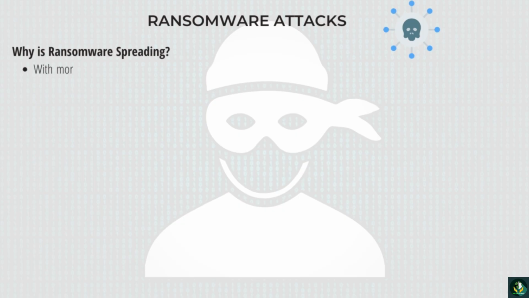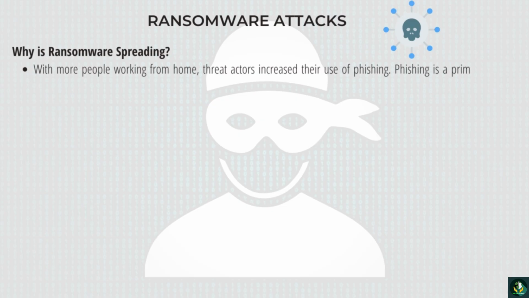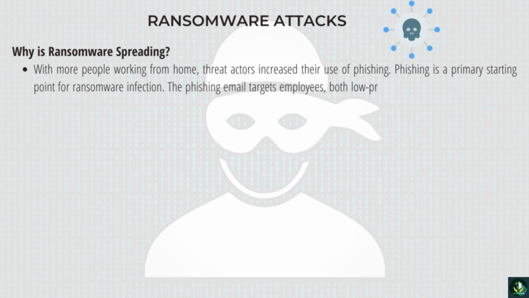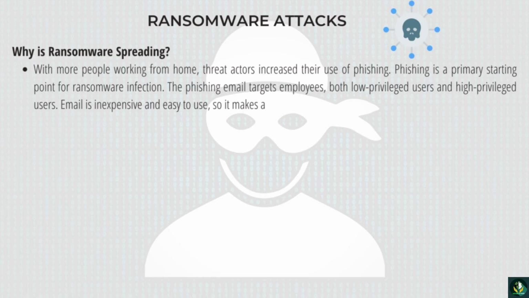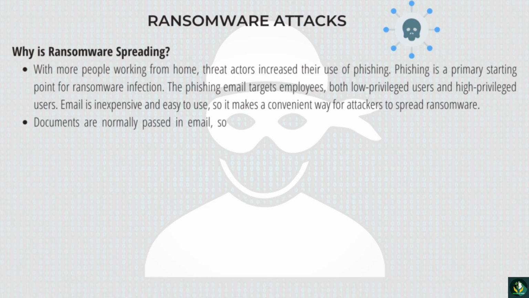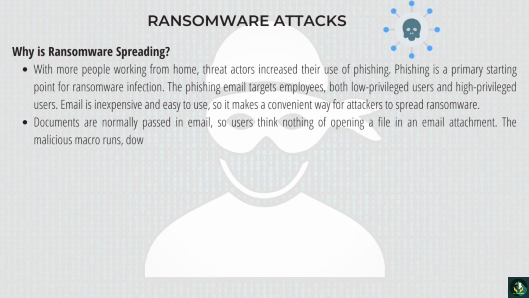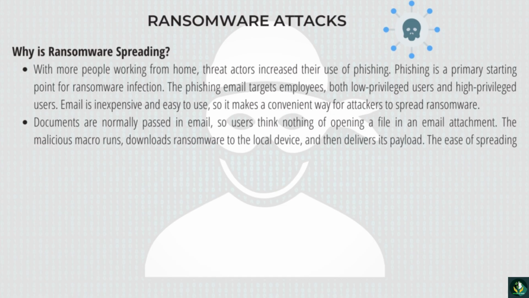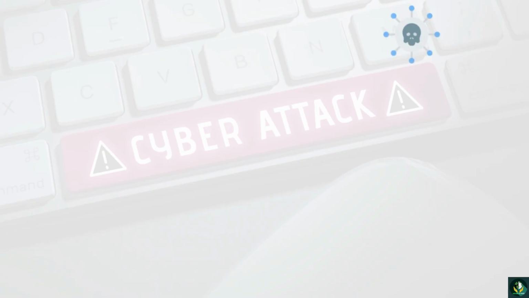Why is ransomware spreading? With more people working from home, threat actors increased their use of phishing. Phishing is a primary starting point for ransomware infection. The phishing email targets employees, both low-privileged users and high-privileged users. Email is inexpensive and easy to use, so it makes a convenient way for attackers to spread ransomware. Documents are normally passed in email, so users think nothing of opening a file in an email attachment. The malicious macro runs, downloads ransomware to the local device, and then delivers its payload. The ease of spreading ransomware in email is why it's a common malware attack.